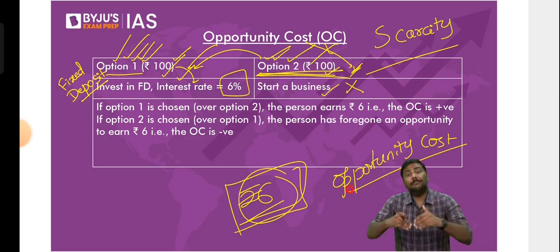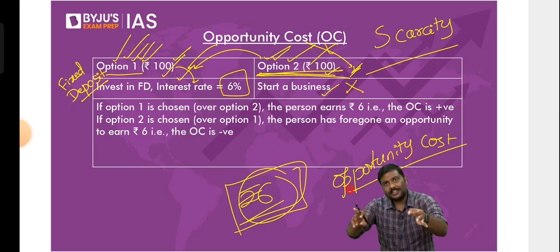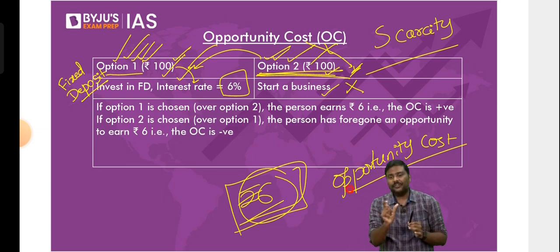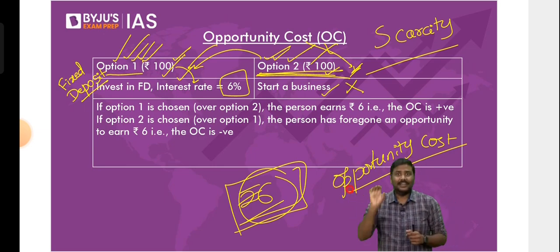What is an opportunity cost? The potential benefit that you lose, or you forego. Forego means losing only. The potential benefit that you lose when you make one choice over the other choice. I'll repeat it again. The potential benefit that you forego, or the potential benefit that you lose, because you've sacrificed one option and have chosen the next best option. That is the concept of opportunity cost.